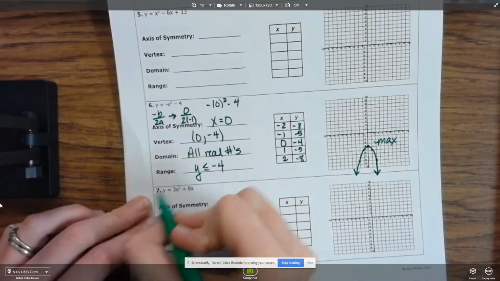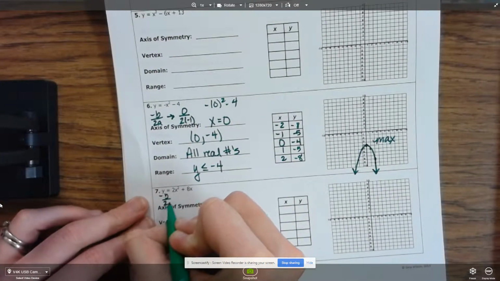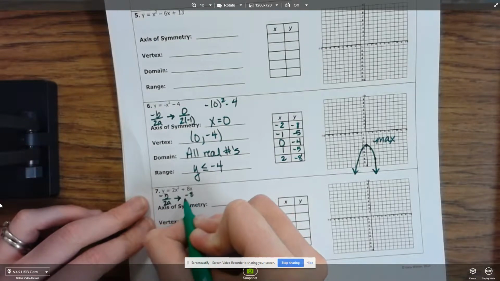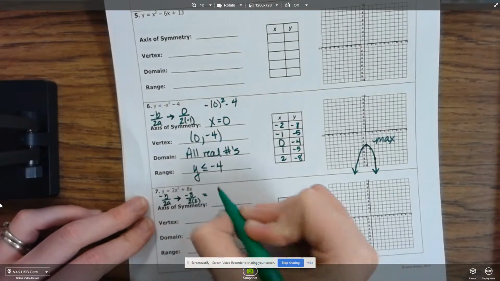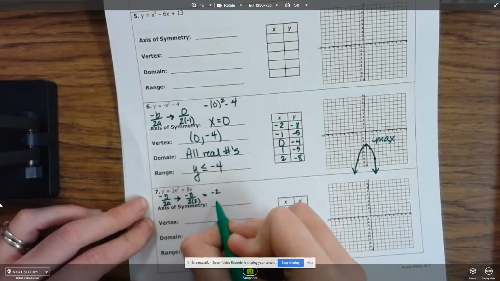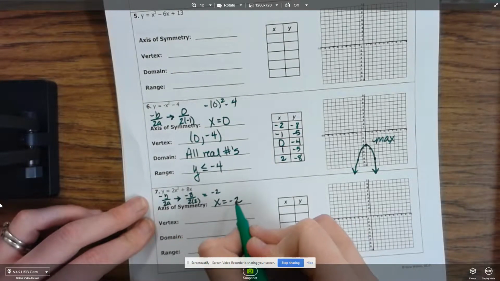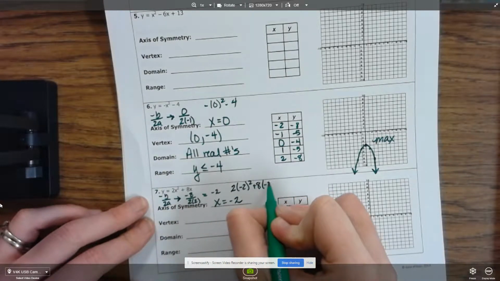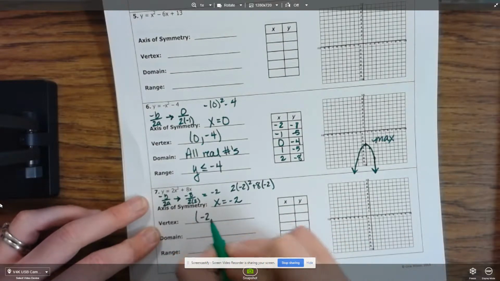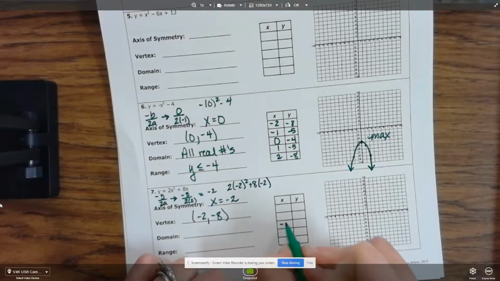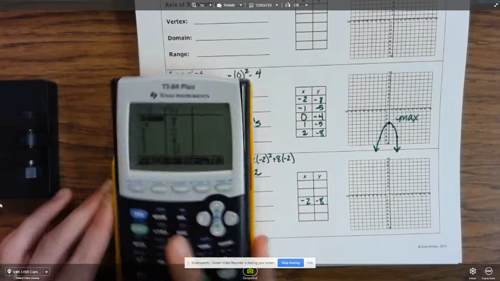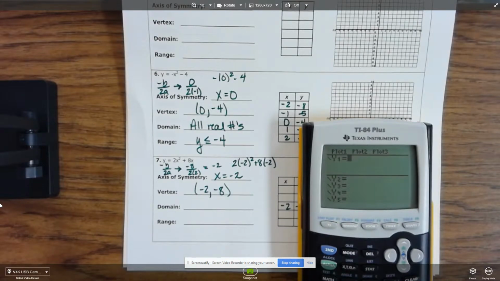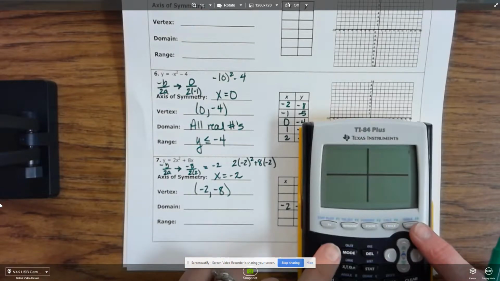On this one, if we do negative b divided by 2a, I would have negative 8 divided by 2 times 2, and so I would get a negative 2 there. That's my axis of symmetry. If I take this negative 2 and plug it into the quadratic, I get a vertex at (negative 2, negative 8). That's my starting point. So I've got 2x squared plus 8x, and I don't really need to graph it, though you can, so you can see where your graph is.